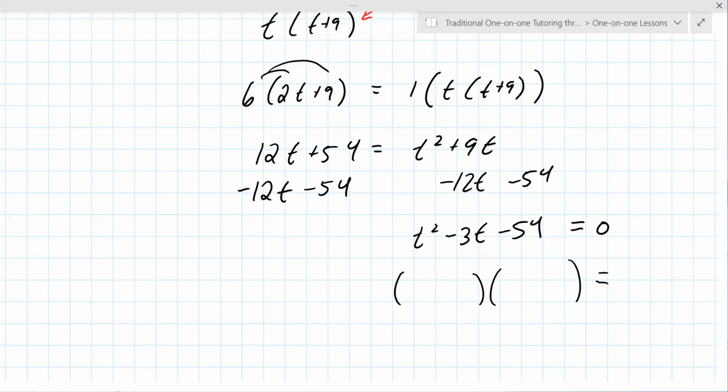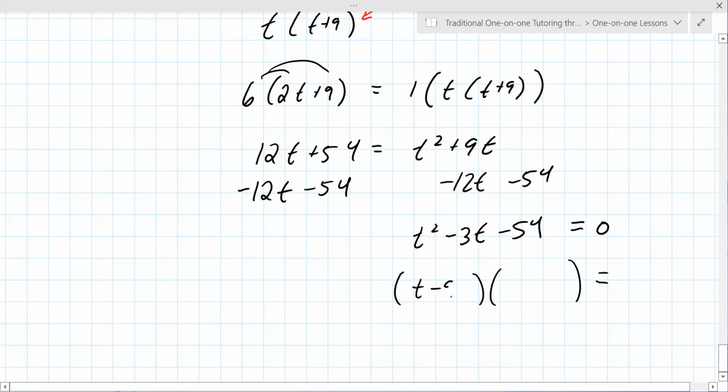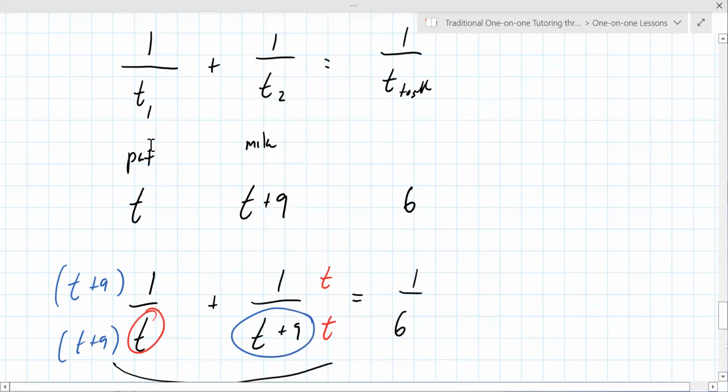Two numbers that multiply to minus 54, but add up to -3. -9 and +6. So t minus 9, t plus 6. Very good. So the answers are 9 or -6, right? And one of those is unreasonable because if we remember what we declared our variable to be, we said that it was Pat's time.